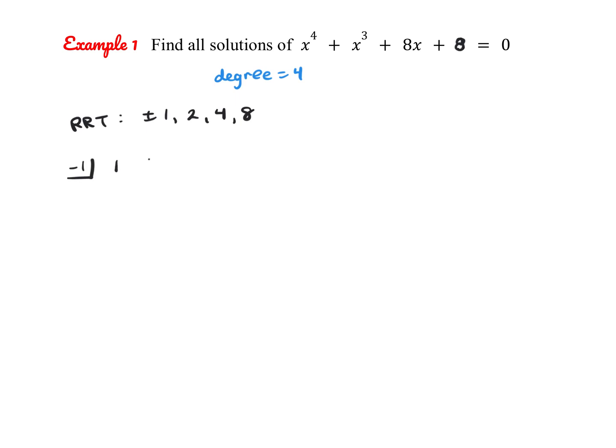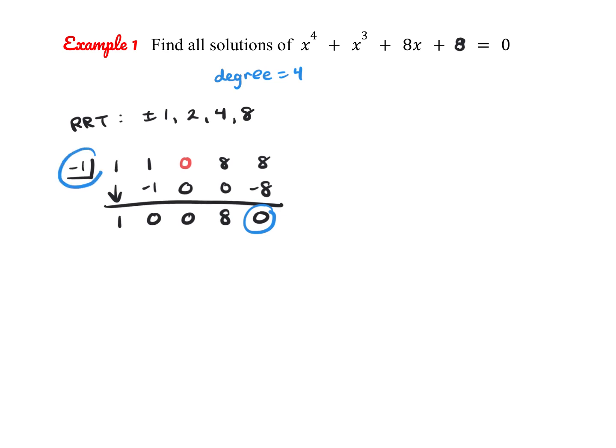I'm going to list out my coefficients. I am missing an x squared term, so make sure you have that placeholder. Okay, drop your first term, multiply, add, multiply, add, multiply, add, multiply, add. And here we do have a remainder of 0. So that means that x equals negative 1 is one of my solutions. Maybe I'll write it up here. x equals negative 1, there's one of my solutions.